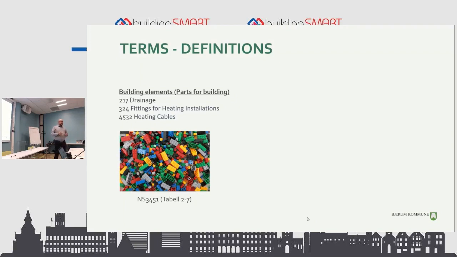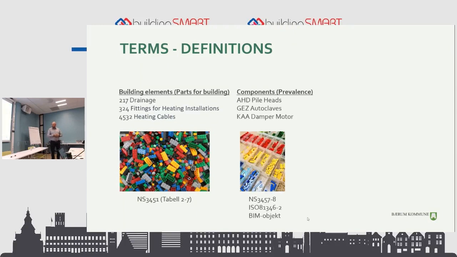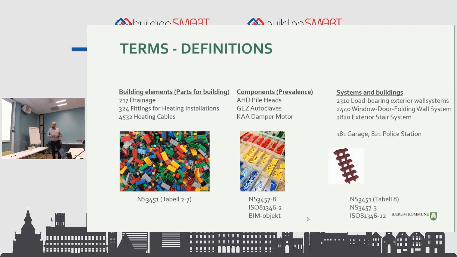To use the standards, we have to know some of the terms. We are going to look at the Norwegian standard 3451 that's addressing and has tables for building elements, parts for buildings. We are going to talk about the standards with the components. That's when I take the building parts and sort them and start to classify and identify. And the tables for systems and buildings. When I take the components and build systems, and I take the systems and build buildings.